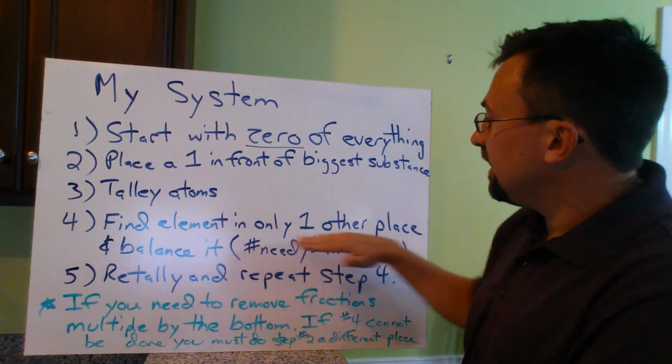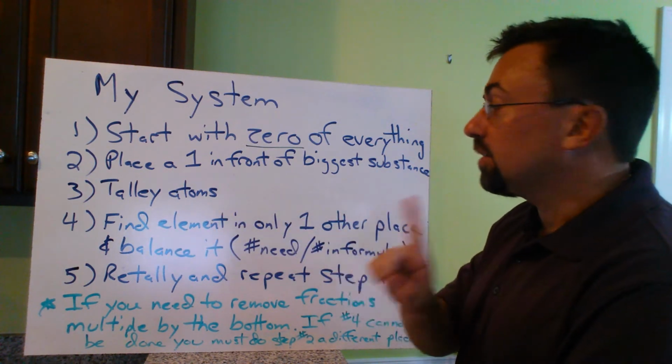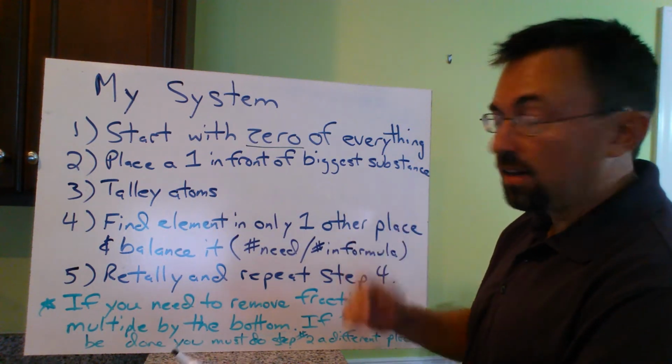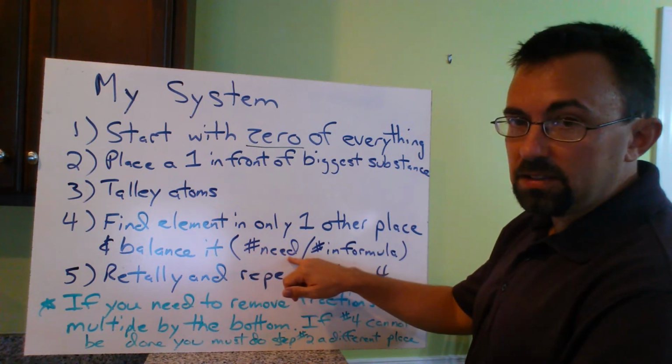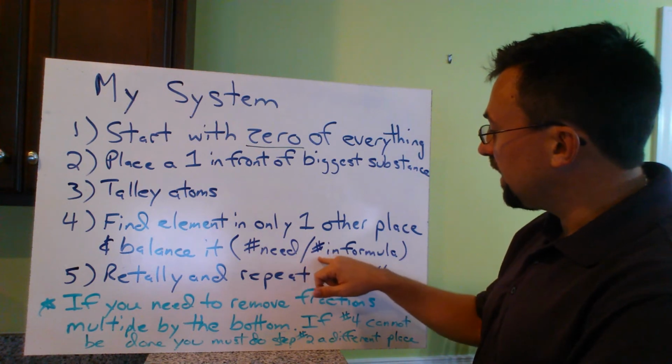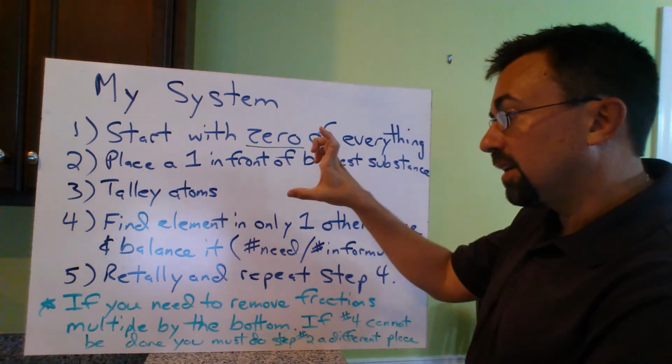And then find any other element that we have in our tally that shows up in one and only one other place. Then balance that. For those of you that are not strong in math, it's the number of atoms we need to balance divided by the number of atoms in the formula unit. And that will always be the right fraction. You can put that out front.